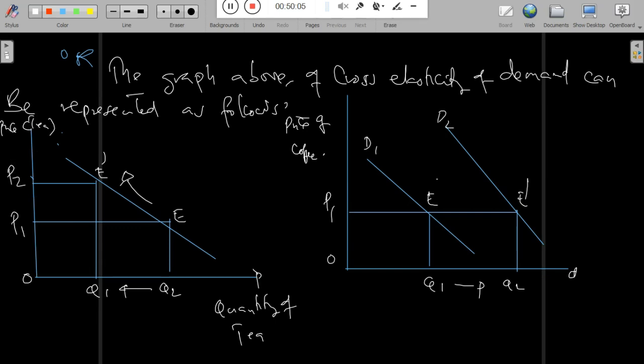Whenever the price of coffee is constant, consumers will increase demand for coffee rather than tea. So the graph will show the shift of the equilibrium to the new equilibrium E, and the quantity demanded will increase from Q1 to Q2.